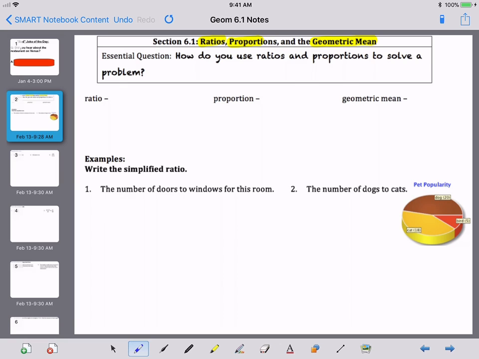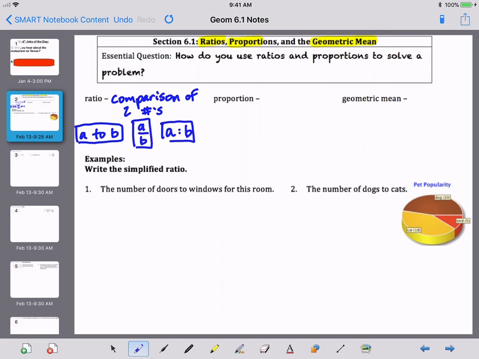To get started, a ratio is simply a comparison of two numbers, usually by division. And you'll see these written three common ways: A to B, or as a fraction, A over B, or as A colon B. So if you're writing a ratio, these are the three main ways. In this class, we're going to look at them as fractions for the most part.